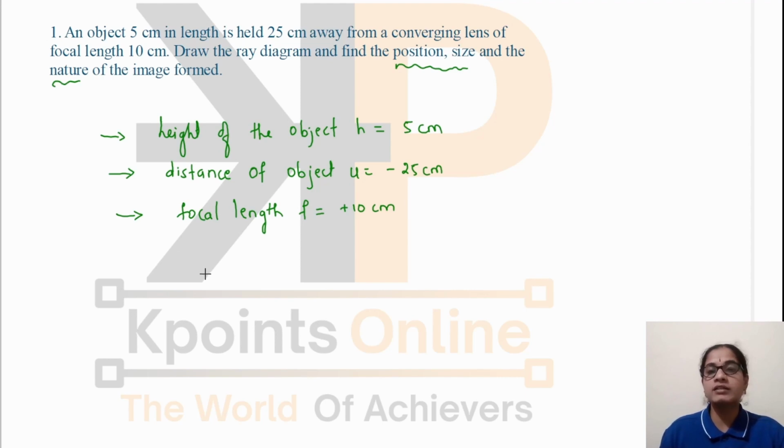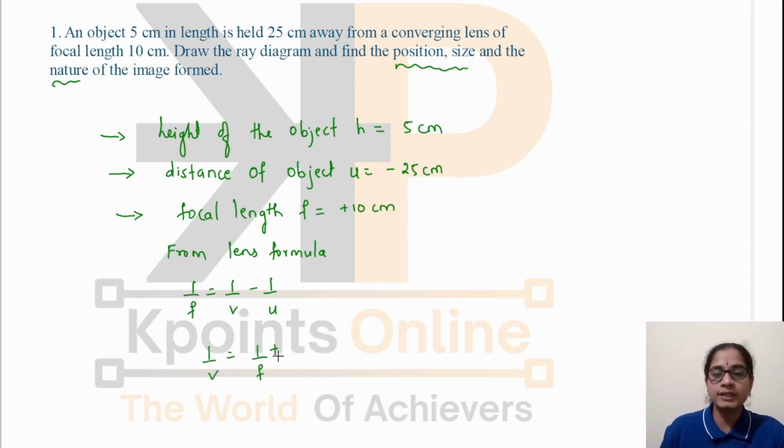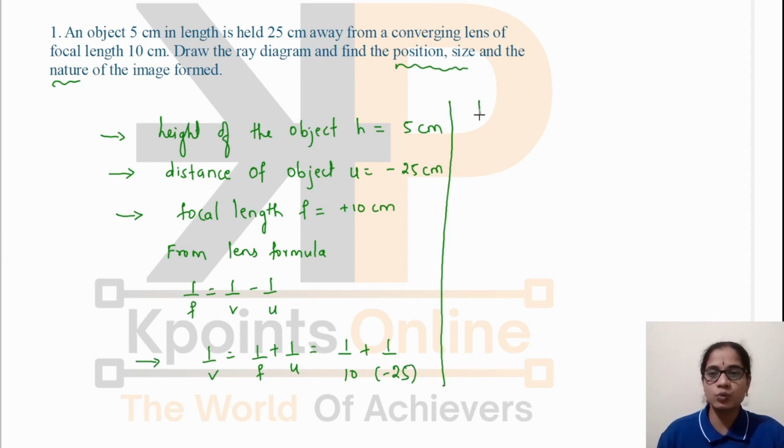Yes, we know that from the lens formula, we have 1 upon f is equal to 1 upon v minus 1 upon u. So we should know the v here. So 1 upon v is equal to 1 upon f plus 1 upon u. What is v here? It is the image distance. It is equal to 1 upon 10 plus 1 upon minus 25. Let's write here only. So 1 upon v is equal to 1 upon 10 minus 1 upon 25.